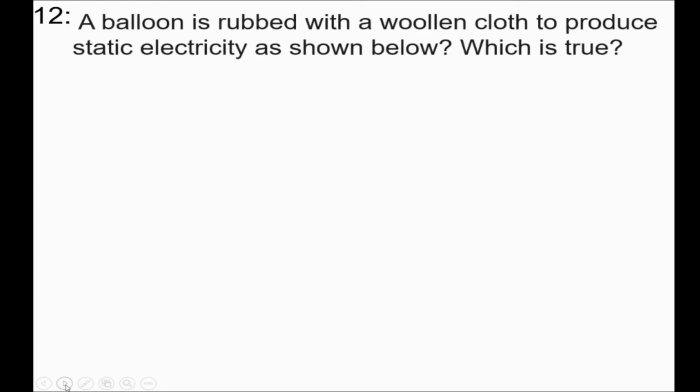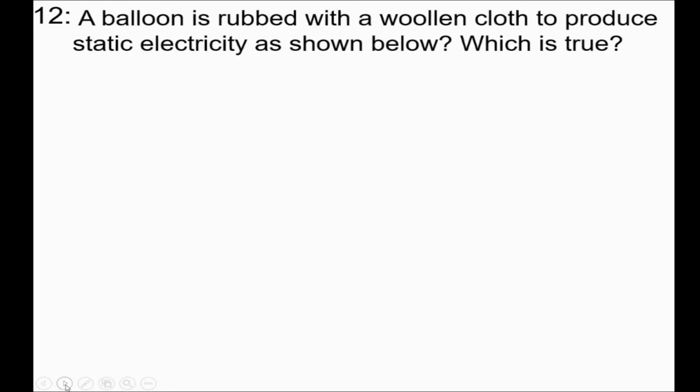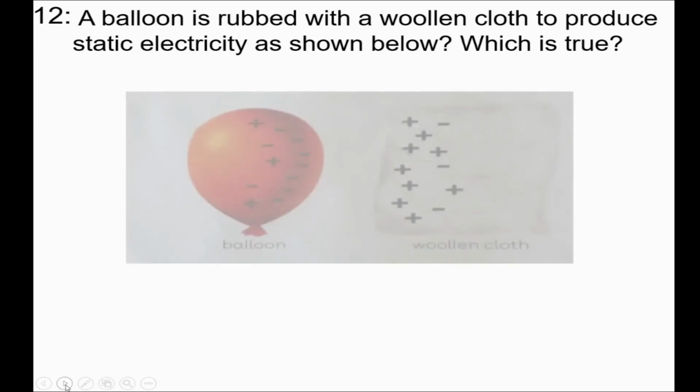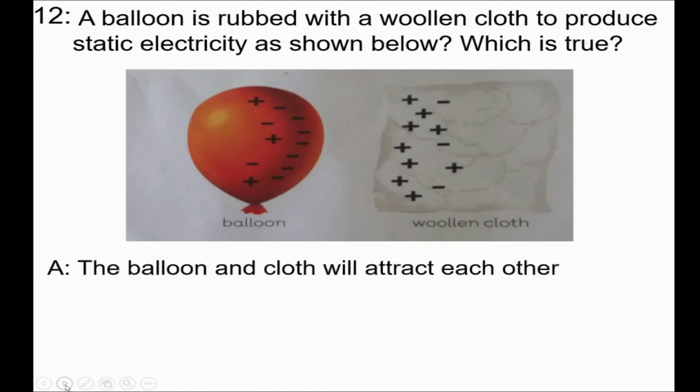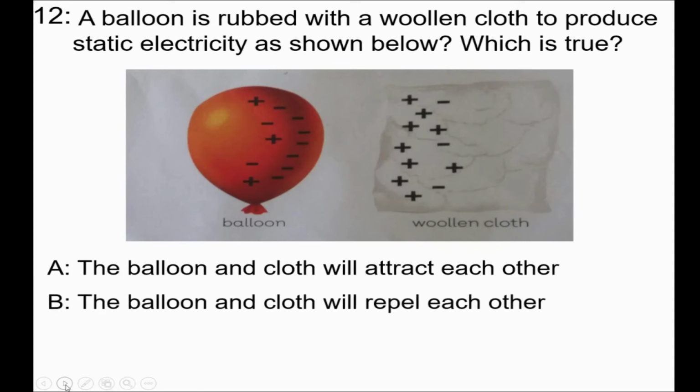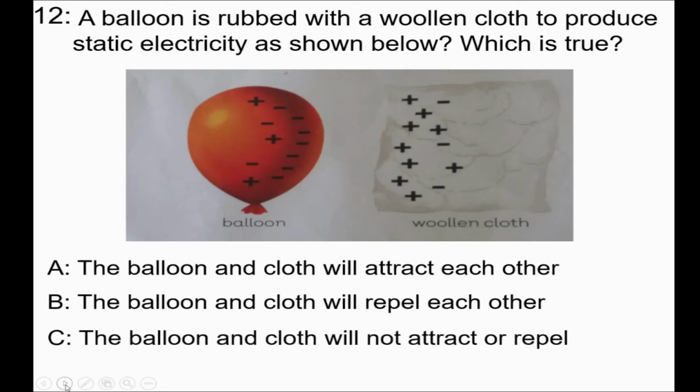Question 12 says, a balloon is rubbed with a woolen cloth to produce static electricity as shown below. Which is true? So the question says which is correct, as shown in the picture. Option A says the balloon and the cloth will attract each other. B says that the balloon and the cloth will repel each other. C says the balloon and the cloth will not attract or repel.